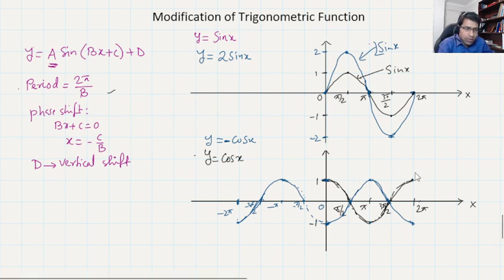If I just write down, this graph is our cos x, and then the blue graph is our minus cos x. I'm just putting them in the same graph so that you can see the difference between positive cos x and negative cos x.